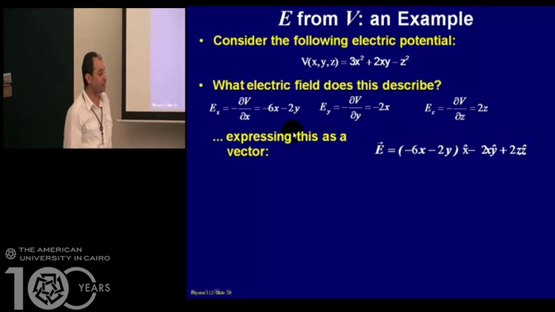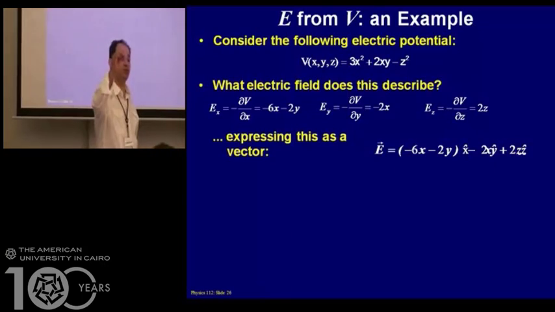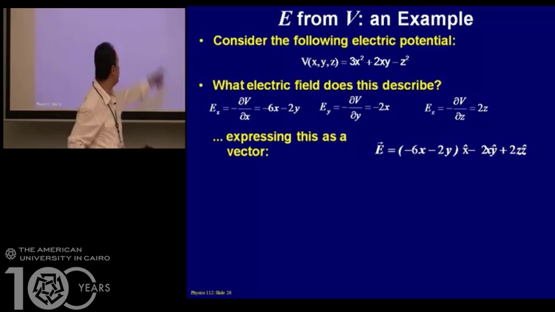So you can write the electric field now as an x component, a y component, and a z component. And that's what you see. Now if we need to find the electric field at the point x equal 2, y equal 4, and z equal 5, then you can find the numerical value for the electric field.